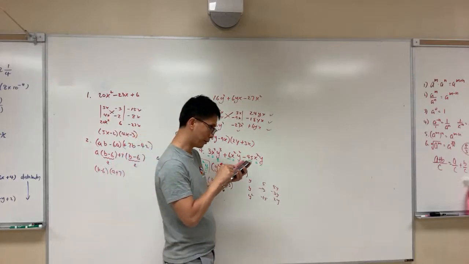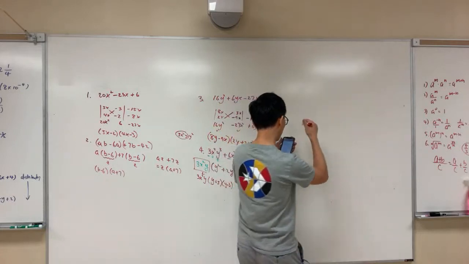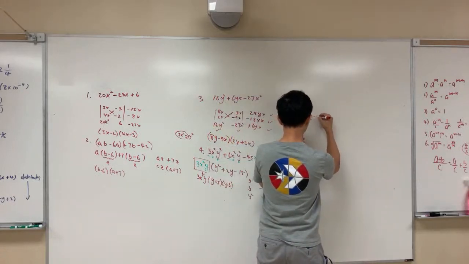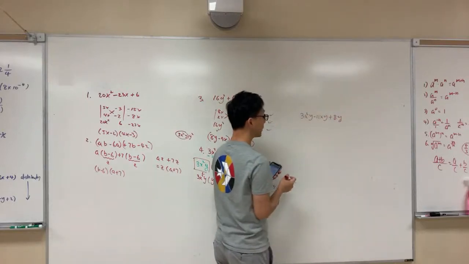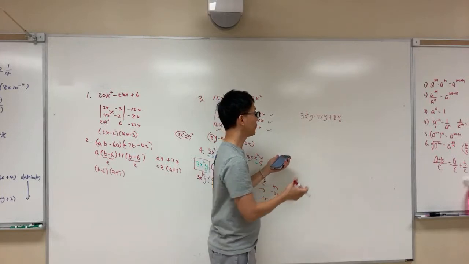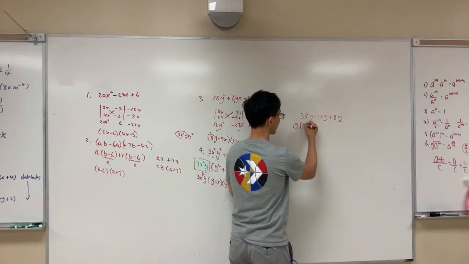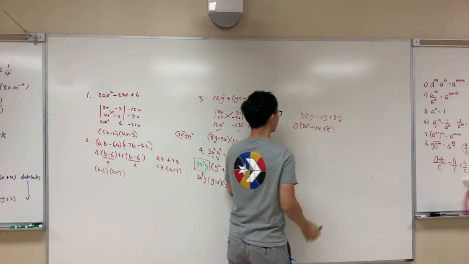Okay, so let me see the next question. 3x squared y minus 11xy plus 8y. So here, I'm going to take out a GCF. Again, I'm looking at GCF all the time. So I'm going to take out 8y, and that's going to give me 3x squared minus 11x plus 8.